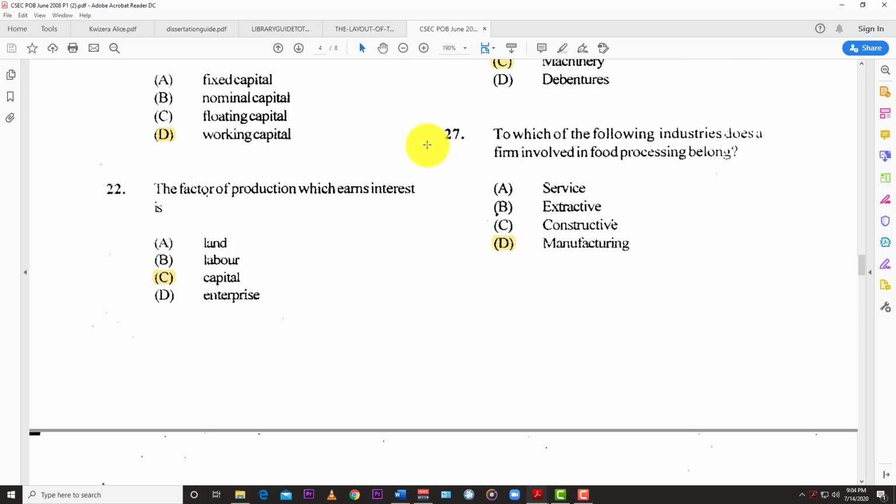Number 27. To which of the following industries does a firm involved in food processing belong? And so the best answer is, of course, manufacturing. Remember, the secondary industry contains both construction and manufacturing. And since you cannot really construct food, the best answer would be manufacturing. Extractive would be the primary production, and service would be tertiary.